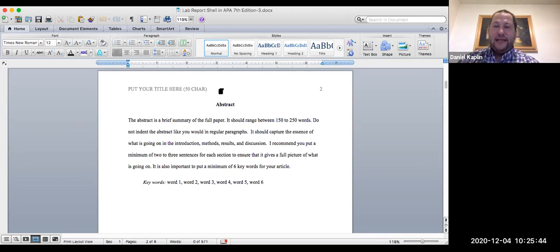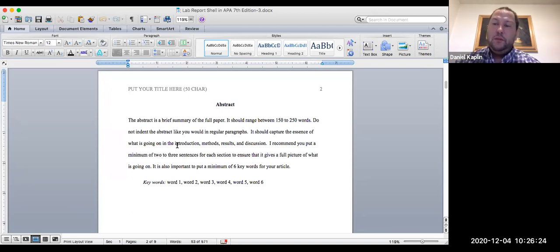The abstract is a level 1 heading, so it's bolded and center aligned. And then the abstract, you'll notice, unlike your typical paragraph structure, is not indented. So it's flush with the left side of the page. Your abstract should include summaries from your introduction, method, results, and discussion sections of the paper, and it should give the essence of what you did and what you found.